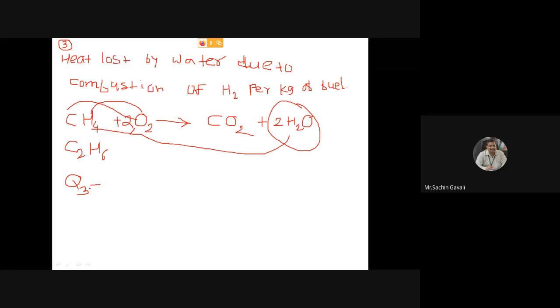Okay, next line. Q3 is equal to 9H2 in bracket, the same formula as the conversion of water moisture into steam, 2676.